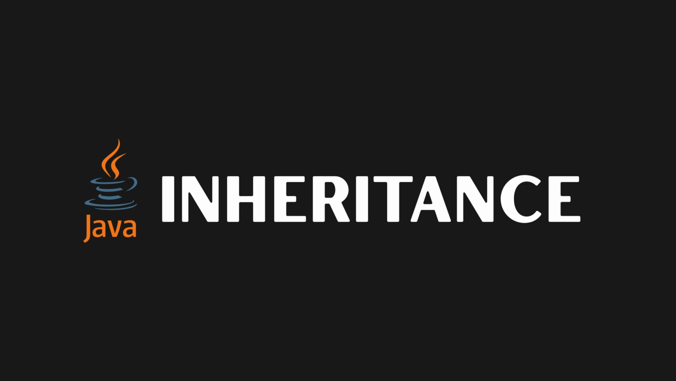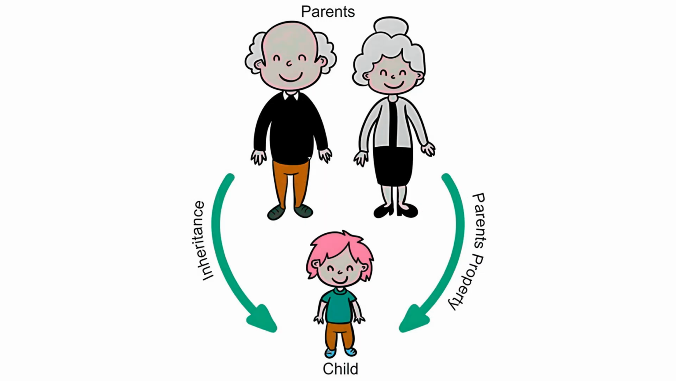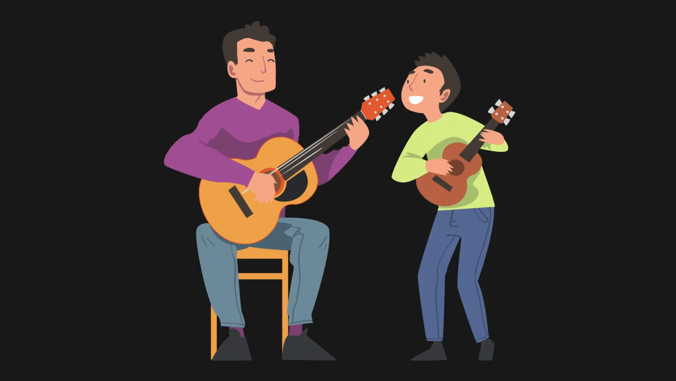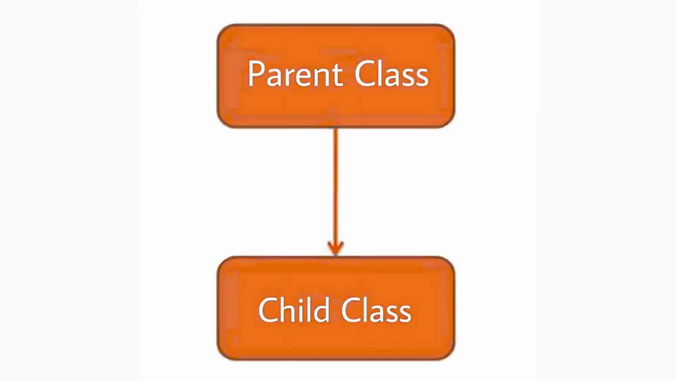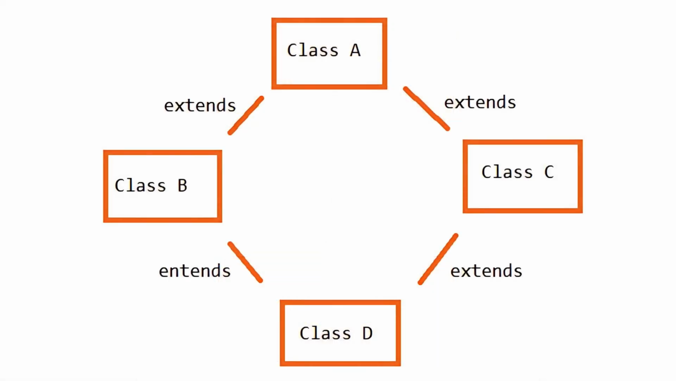So what is inheritance? Inheritance is like passing down the traits in a family. If your dad can play guitar, maybe you also can. Or at least you'll inherit the skill. In Java, a child class can inherit properties and methods from a parent class. We use the keyword extends to do this.